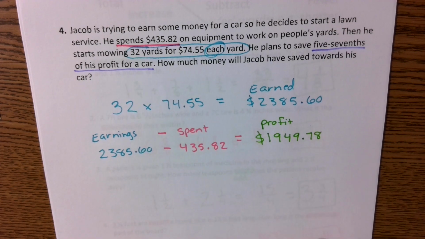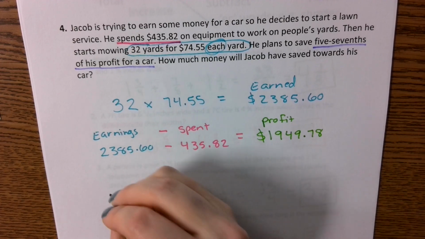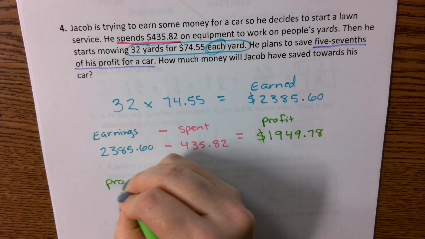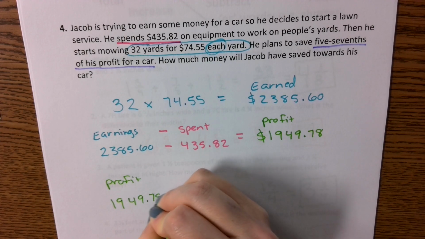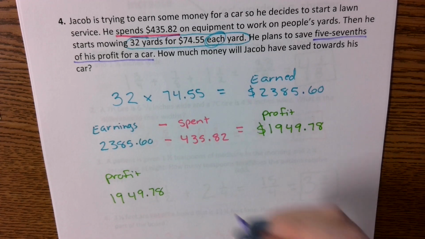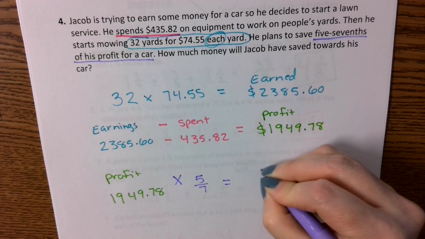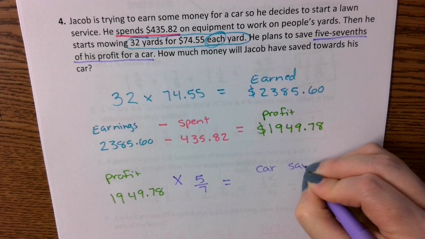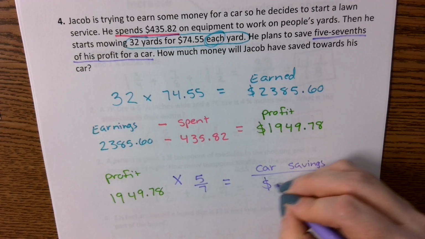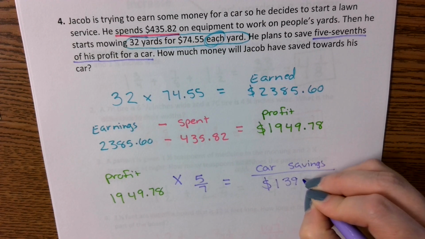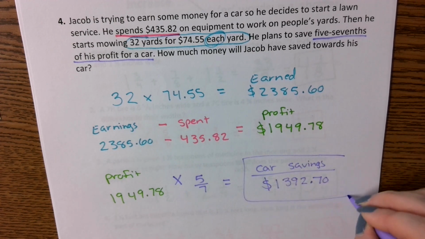Now for that profit, what he's going to do is he's going to save 5/7 of it to go towards his car. 5/7 of that profit is going to go towards his car. So that's when we're going to take our profit, our $1,949.78, and we're going to multiply it by our fraction 5/7. And that's going to give us our car savings. So we save $1,392.70 for the car.